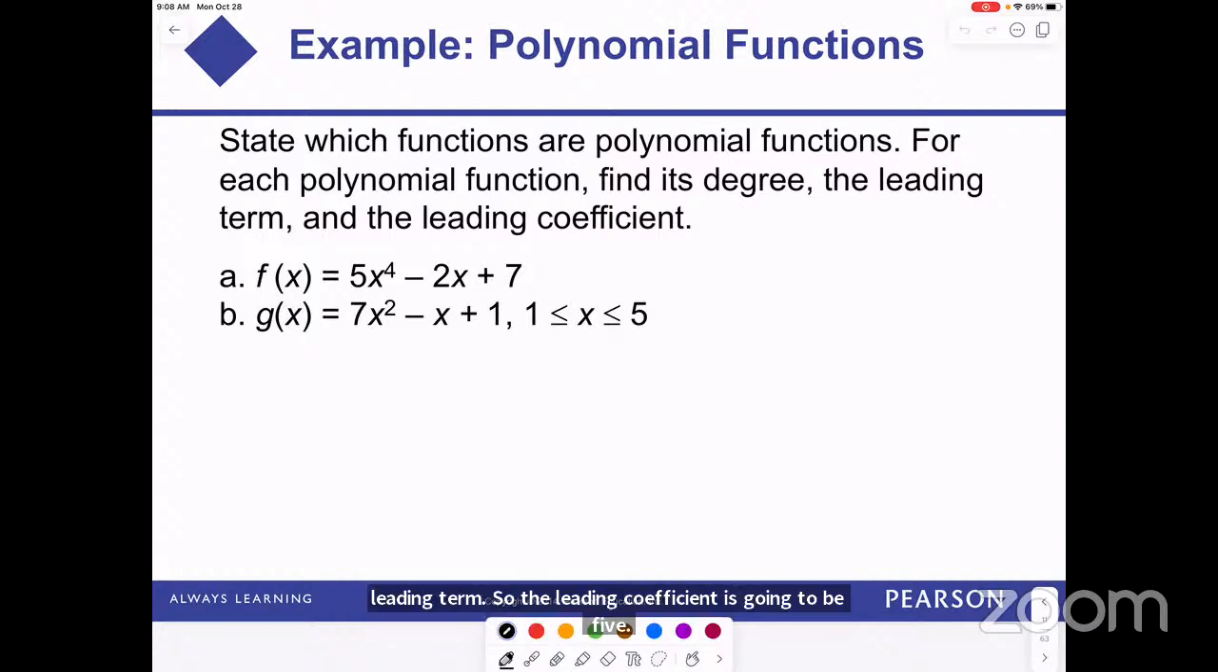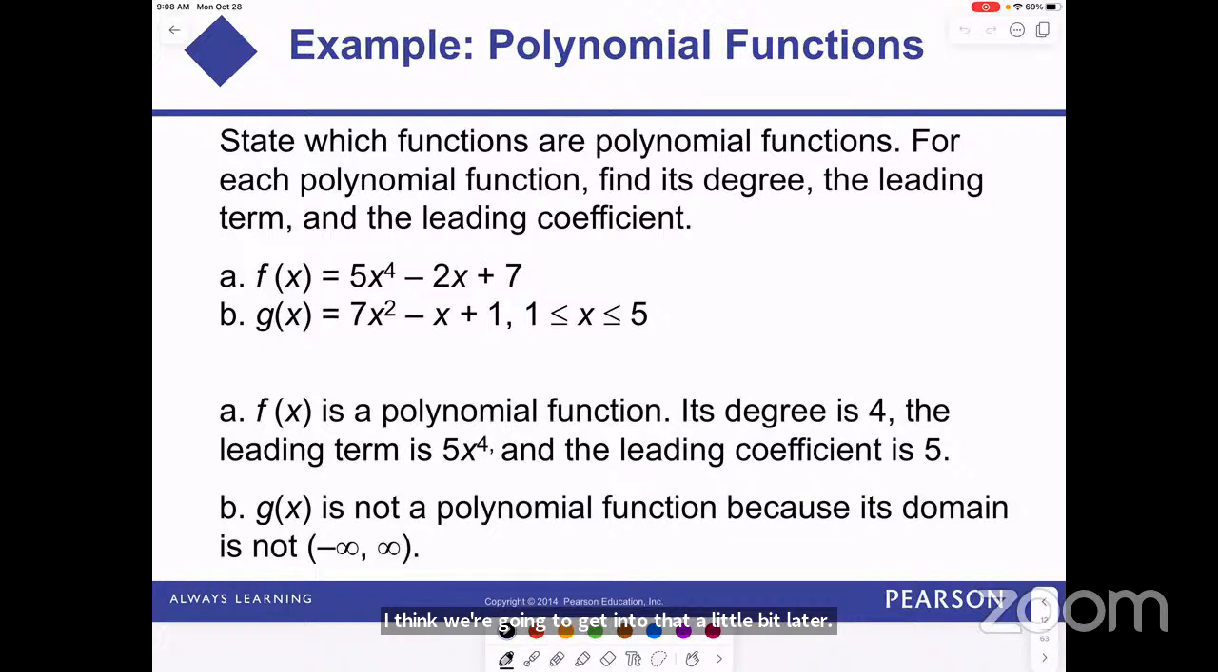Okay. So that actually gives us a lot of information about the shape of the polynomial. I think we're going to get into that a little bit later. So again, the degree is 4, the leading term is 5x to the 4, and the leading coefficient is 5. And then g of x is not a polynomial function because its domain is not all reals.